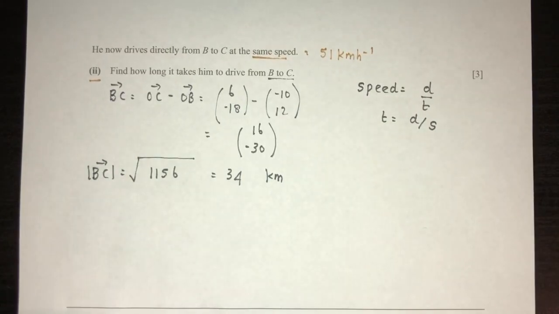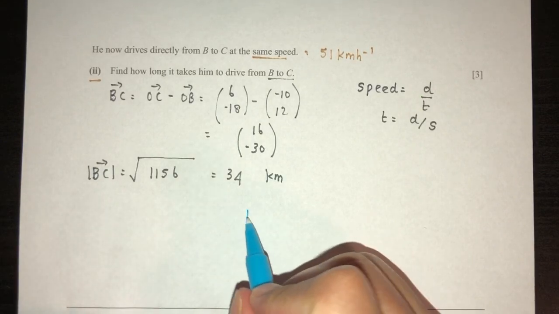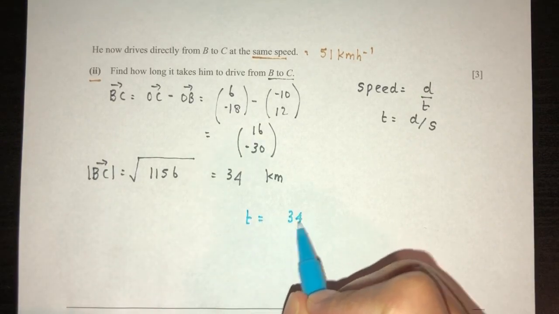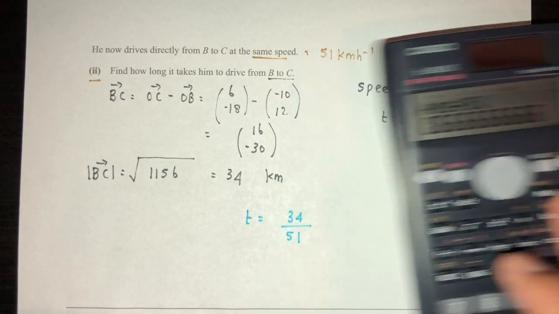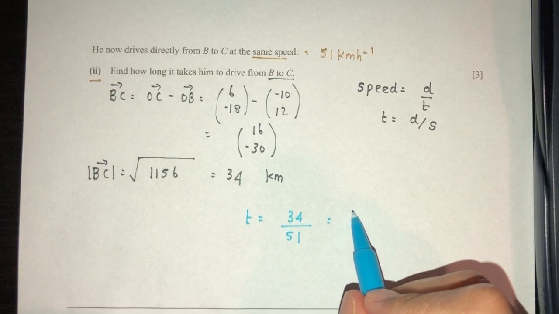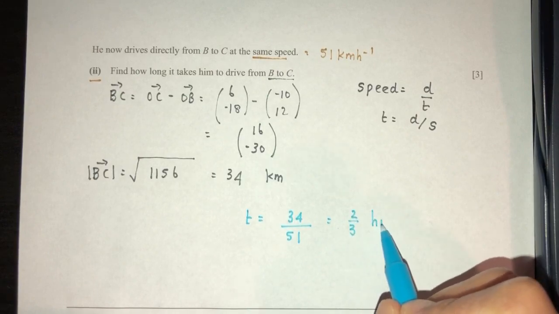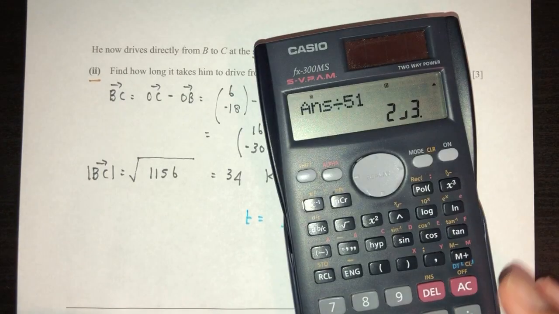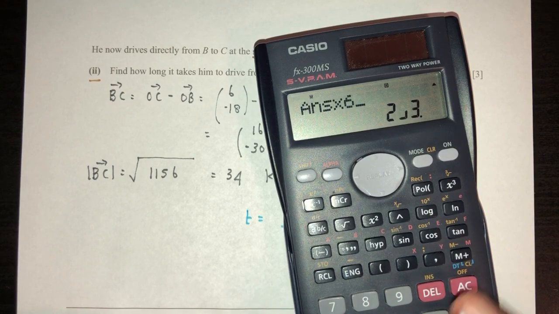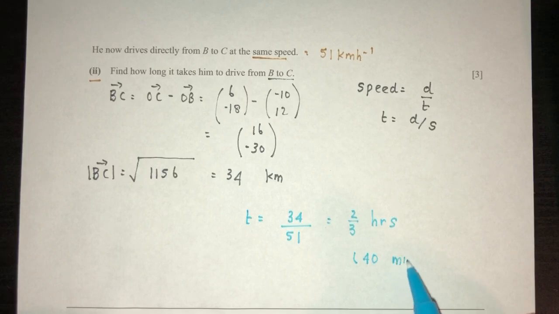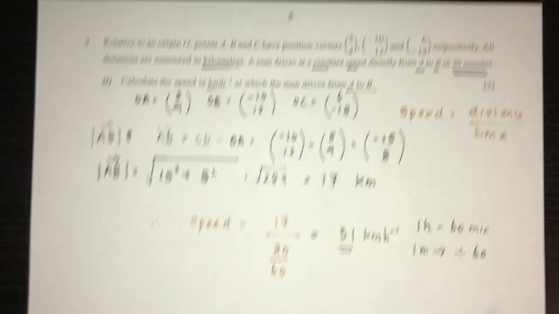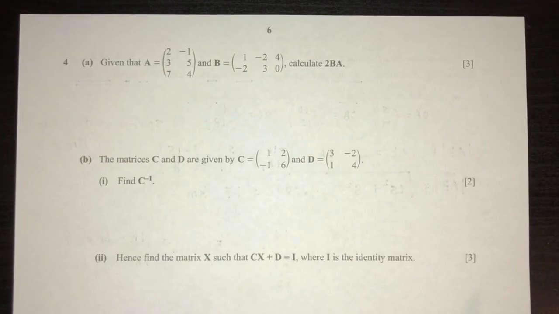Now, finally, to find the time taken, it is distance divided by speed, which is 51. That will be 2/3 hours, which is equal to what? If you want to convert hours into minutes, you have to multiply by 60. That is 40 minutes. Or you can write 40 minutes as your answer. Up to you. Now this is your question number 3. Let's move on to question number 4.